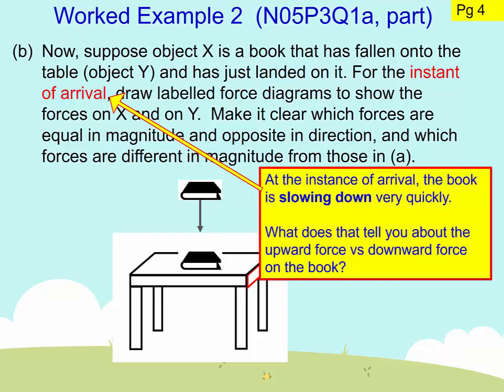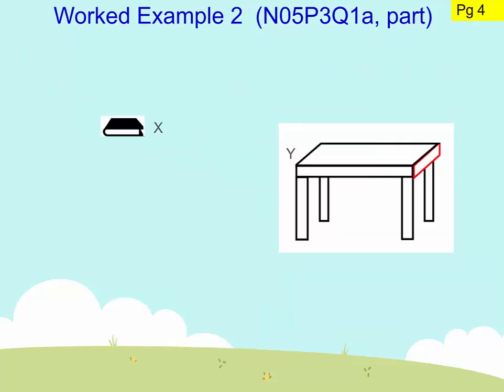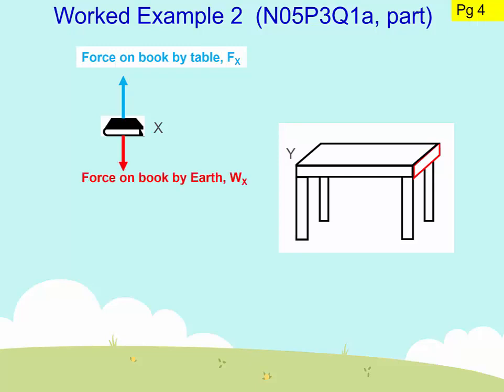Right? So do take note that once the book hits the table, it actually slows down very quickly and comes to rest. What can we know about the upward force versus the downward force on the book? Now let's look at the forces on the book. There's a force on the book by the table that will be upwards, and there's a force on the book by the earth, that's the weight.